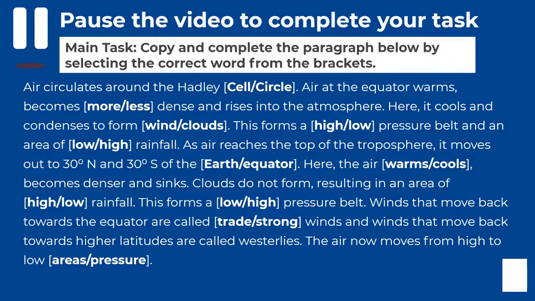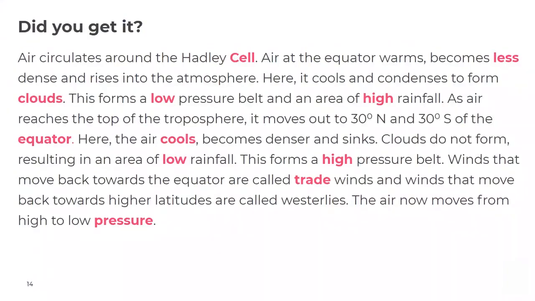So to ensure that you fully understand how air circulates around the Hadley cell, I'd like you to complete the activity that's on the screen. You'll see there's a paragraph, and within the paragraph, there are some brackets with a choice of 2 words. So I would like you to copy and complete the paragraph below by selecting the correct word from the brackets. So you'd need to pause the video, complete the activity, and then resume the video so that we can mark your work. So it's now time to mark your work.